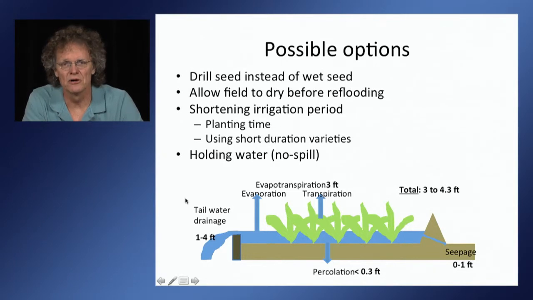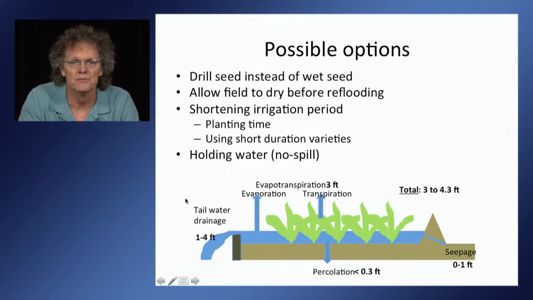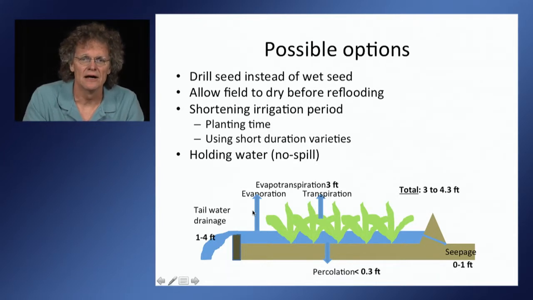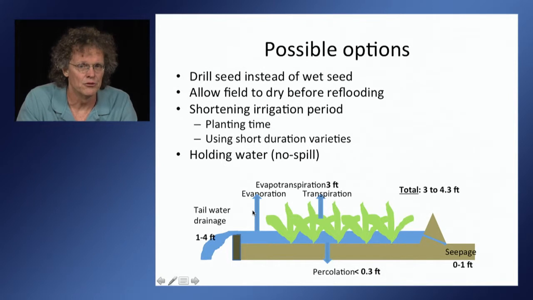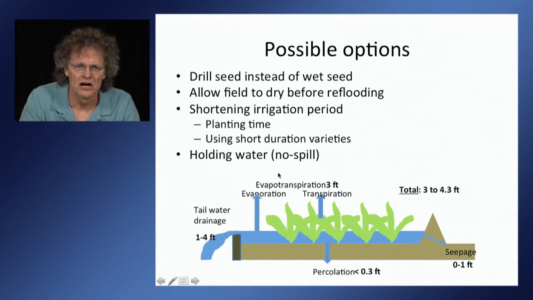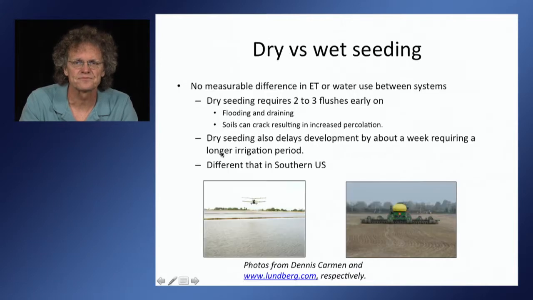So what are some possible options that are often discussed to reduce irrigation inputs? We're going to discuss these each in turn. The first is going to be looking at drill seeding instead of wet seeding. Then we're going to look at allowing the field to dry before reflooding. We'll discuss that a little bit more. There are opportunities to shorten the irrigation period, and this can be done through planting time or the use of short duration varieties. And then we're going to talk about holding the water, or going to a no spill type of practice.